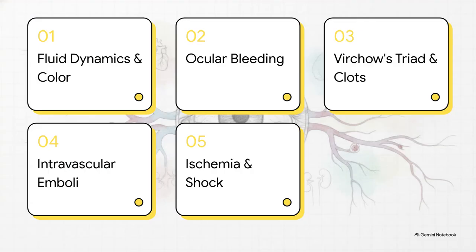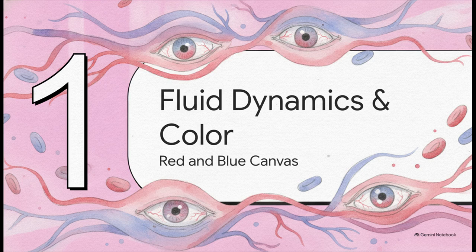Here's what we're looking at today. We'll start with fluid dynamics and color changes, move into the architecture of ocular bleeding, then look at Virchow's triad and retinal clots, visualize some intravascular emboli, and finally wrap up with ischemia and systemic shock. Let's get into it. Section 1. Fluid dynamics and color changes, the red and blue canvas.